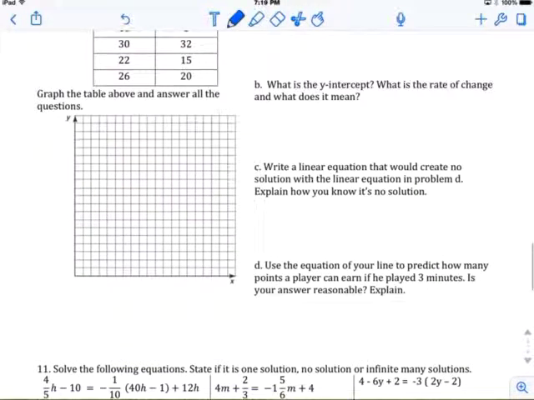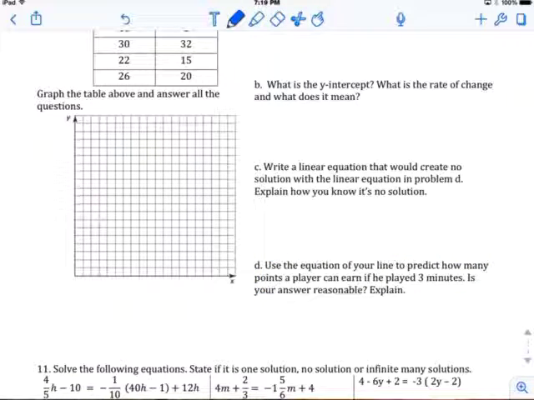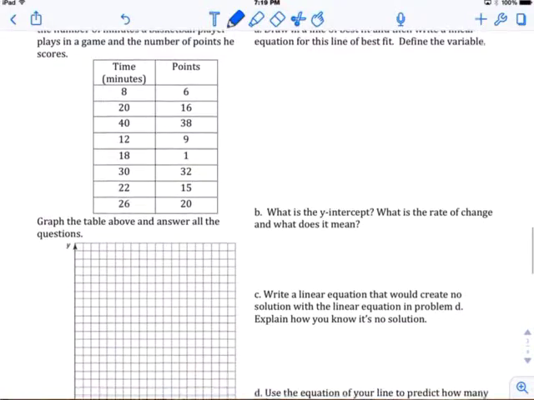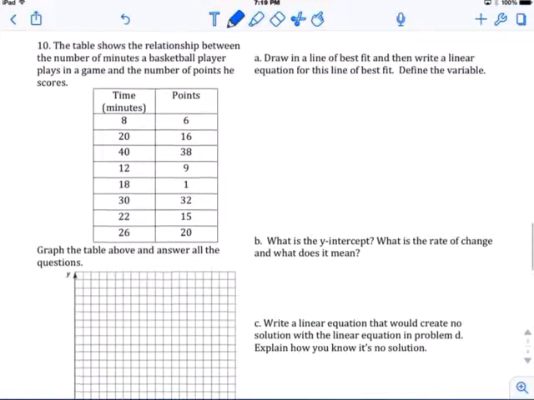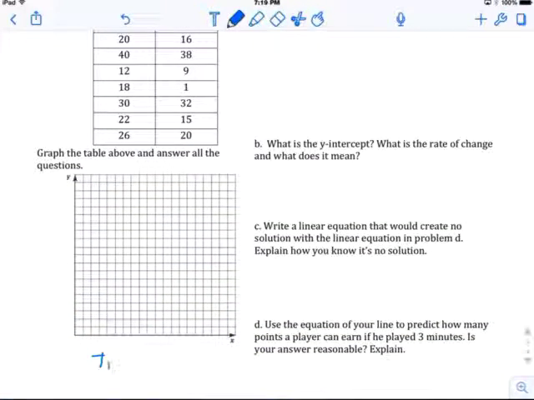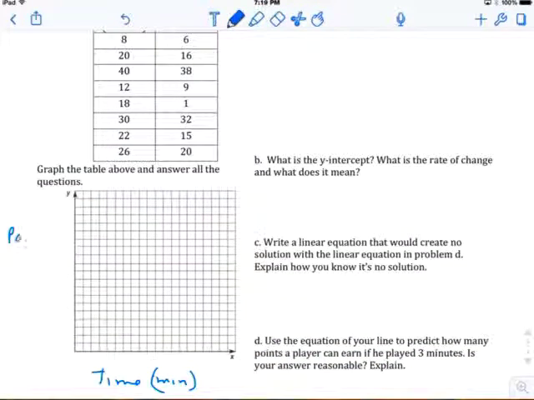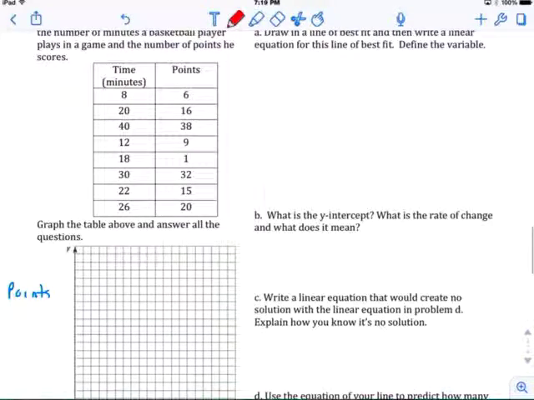My only worry is this problem at the bottom. You'll have a problem like this again on this test, where you're graphing this. This is exactly like your test. Your quiz, I took your quiz and copy and pasted it here, times in minutes and points. Your test will have another problem like this.